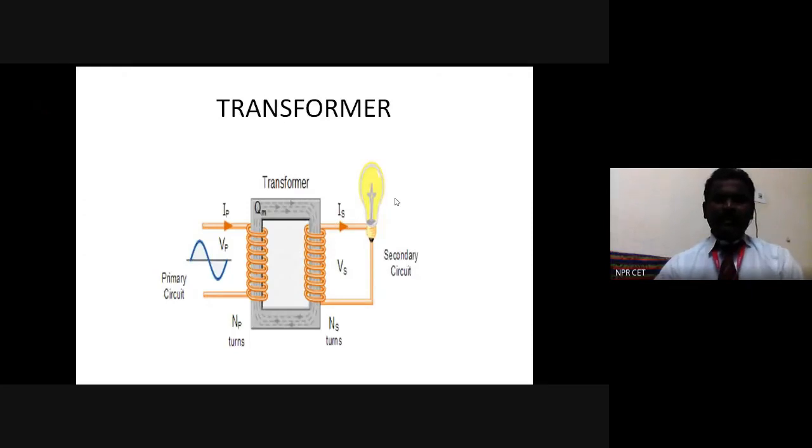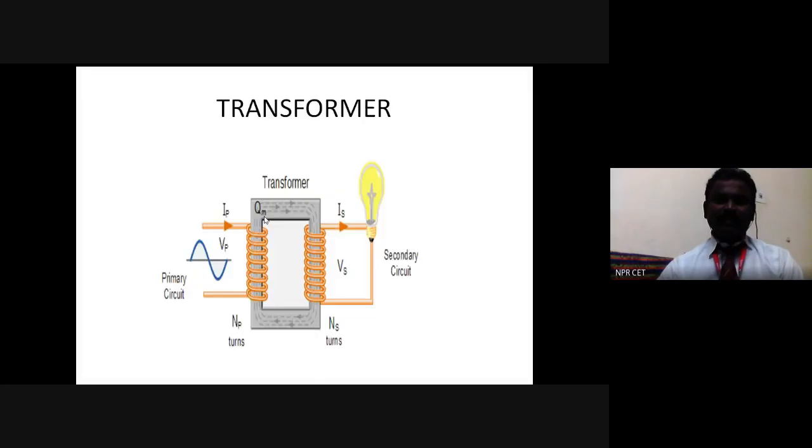Transformer. What is a transformer? The definition of a transformer is a static electric device to transfer power from one circuit to another circuit without changing the input supply frequency, working under the principle of mutual induction. This is the definition of a transformer, right?